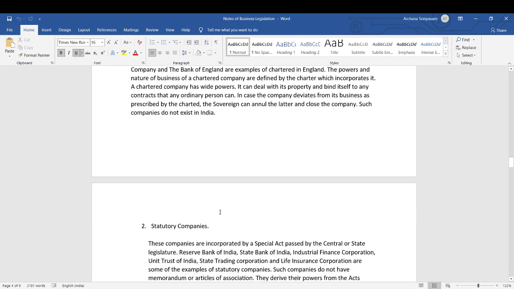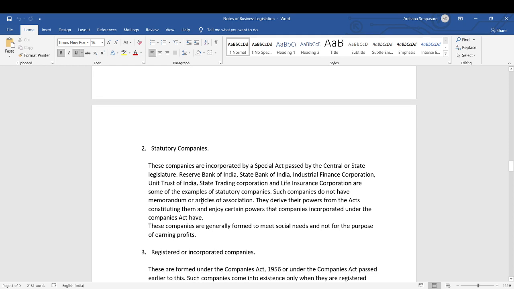Then the second type of company is the statutory company. From the name of this company we get what it means. A statutory company is a company which is incorporated and formed by a statute. These companies are incorporated by a special act passed by the central or state legislature. So for forming this company, a special act must be passed by the central or state legislature, and afterwards that statutory company is formed.